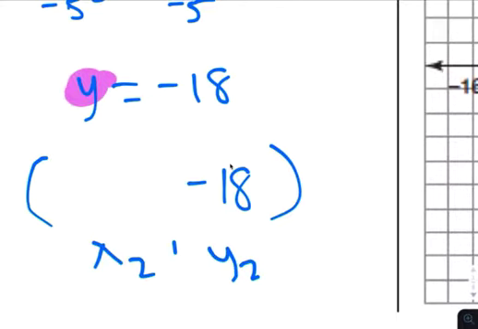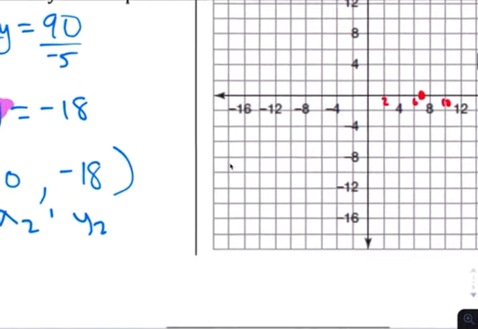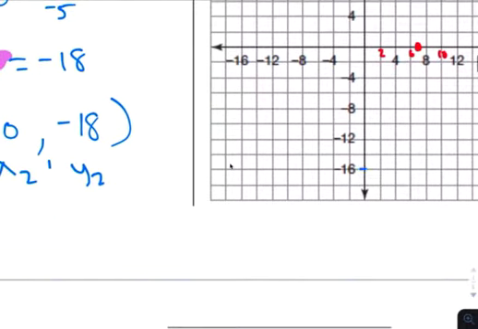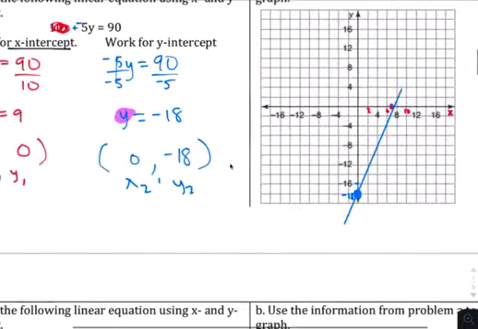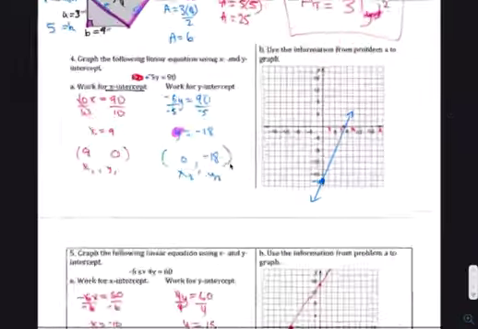Then you put 0 here, and you graph it. 0, negative 18, and negative 18 is here. You got your 2 points, connect them, and there you go. That's your graph. Sketching that graph real fast.